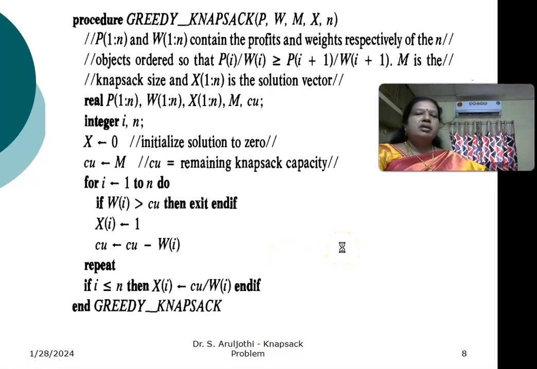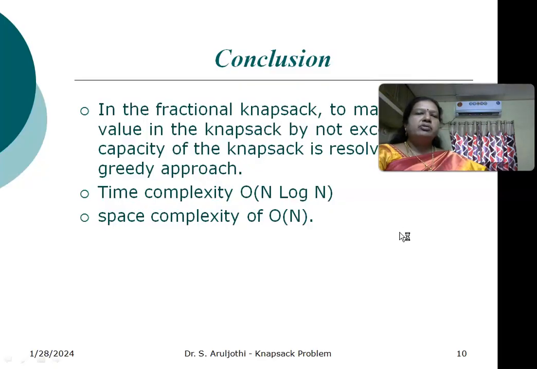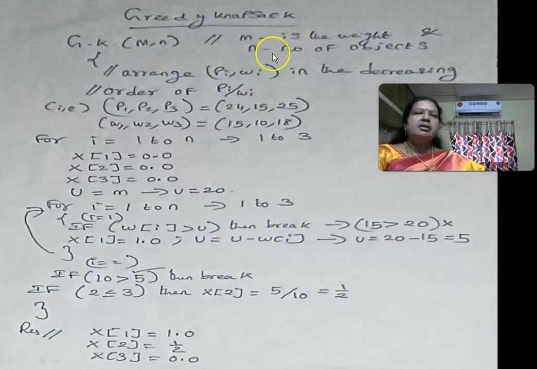So this algorithm is also executed here. Here we have this arranged in the order of PI by WI, and P1, P2, P3 have values 24, 15, 25, and W1 is again arranged in the order of PI by WI. After that I have filled all the 3 x values with 0, and first I have to fill the first object with 1, and I have to subtract its weight. 20 minus 15 I have 5. I have to fill it with the remaining second object 5 by 10, that is 1 by 2, and the last one, the third object, with 0 value. So 1, 1 by 2, 0 is my fraction.